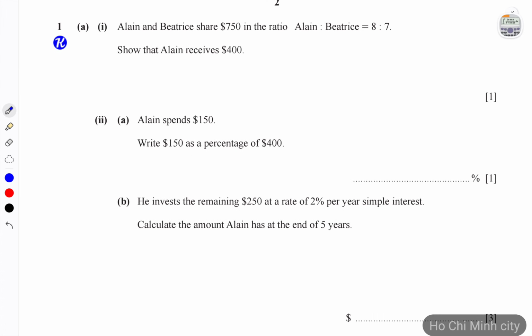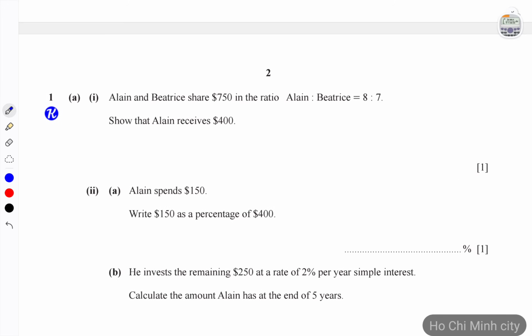All right, question 1. We have two students sharing $750 in the ratio 8 to 7. We have to show that Elaine receives $400. So take the total amount, which is 750, and divide it by the total share ratio, so 8 plus 7. And then multiply by the number 8, because we want to work out the amount of money that Elaine received. So Elaine corresponds to number 8. This would give us 400, and that is the money that Elaine received.